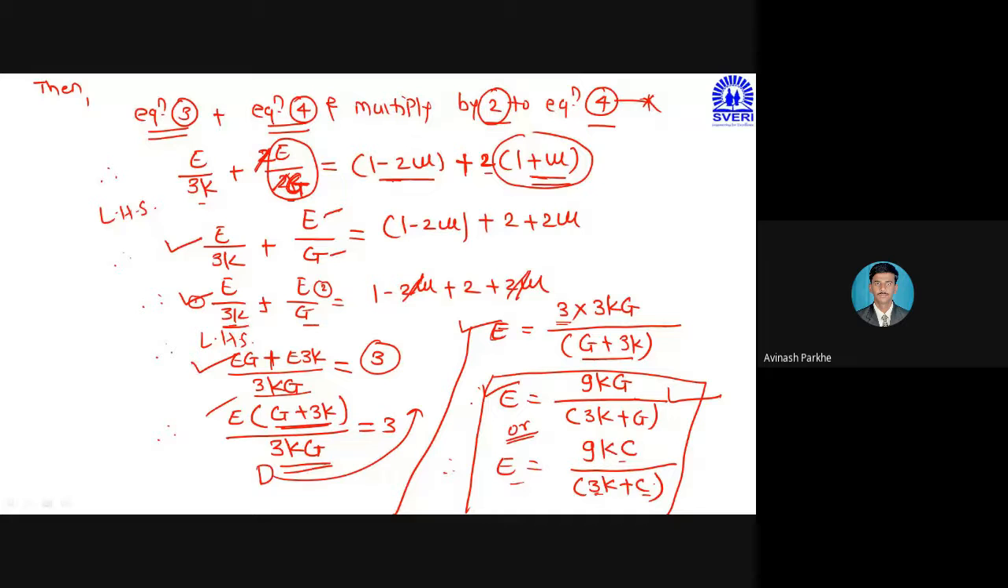Okay, so this is the last derivation we have discussed today. In today's lecture, in the morning and in this particular lecture, we have derived three relations: the relation between E and K, the relation between E and G, in addition to that mu is also present, and this is the last relation, the relation between all three elastic constants. Okay, so this is about the derivation part.